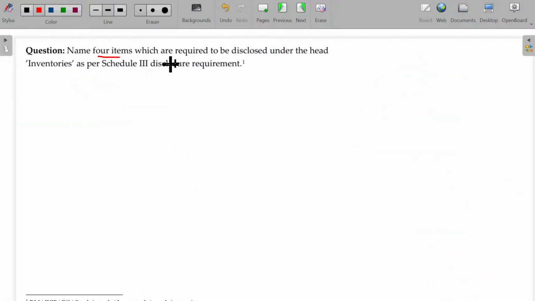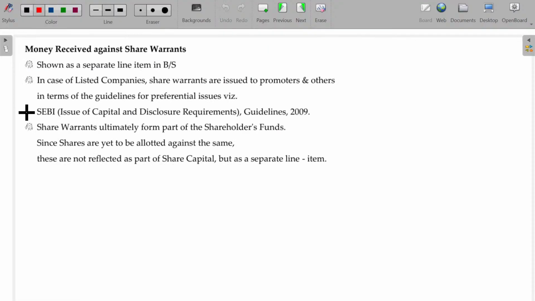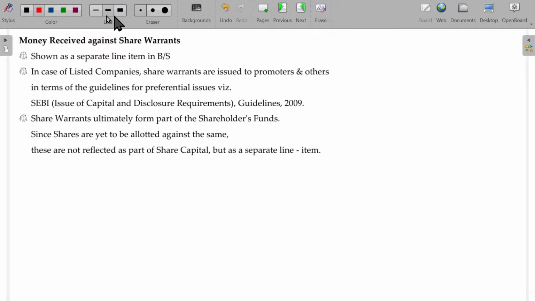Name 4 items which are required to be disclosed under the head inventories as per Schedule 3 disclosure requirement. What are the 4 items? Raw material, work in progress stock, finished goods stock, and loose tools. Now, money received against share warrants. Money received against share warrants should be shown under shareholders' funds, as the third item. Shown as a separate line item in the balance sheet.